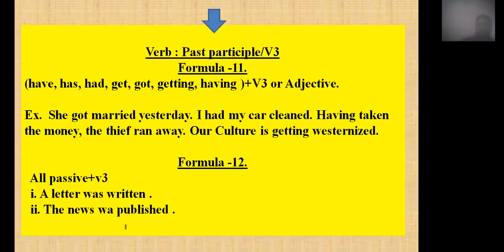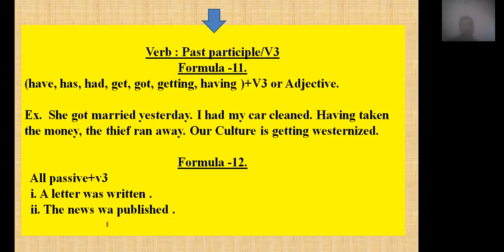Verb past participle. Now let's talk about verb past participle. That means when the verb form will be V3. In Formula 11, after have, has, had, get, got, getting, having, the verb will be V3. Anywhere you see have, has, had, get, got, getting, having, after these words the verb will be V3.